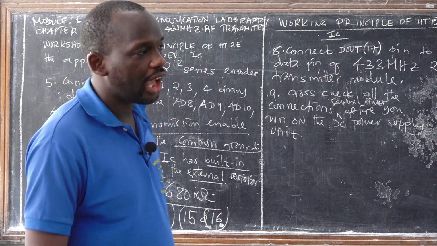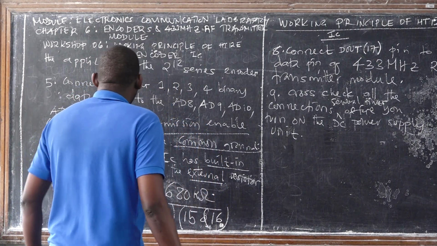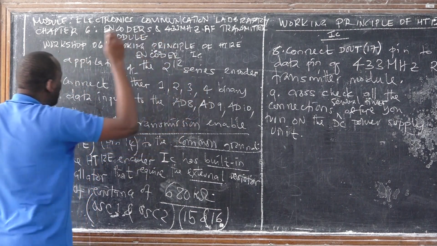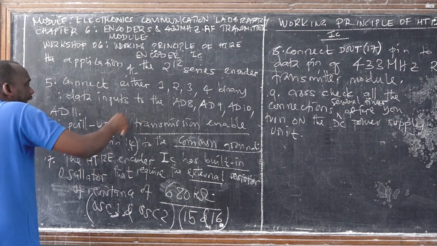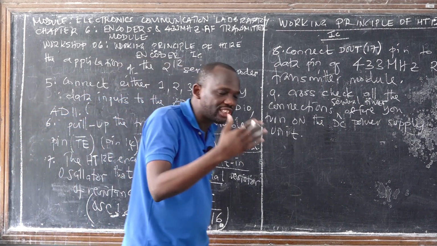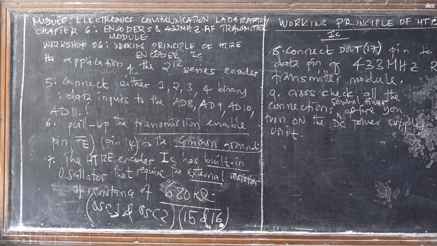Are we together? Remember that for this part, connecting either 1 or 2 or 3 or 4 binary data inputs, we may get these binary data inputs from a digital sensor, or we can have an analog sensor, but between the encoder and the analog sensor, we need an analog to digital converter to convert the analog signal into a digital signal before we apply it to the data input pins of the HT12E encoder. But if you have a digital signal, that's fine. You can connect the sensor directly to the HT12E encoder.